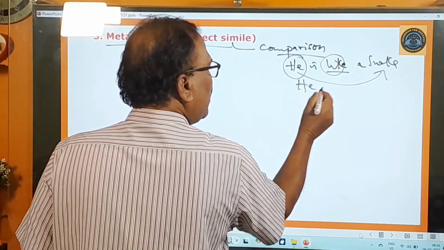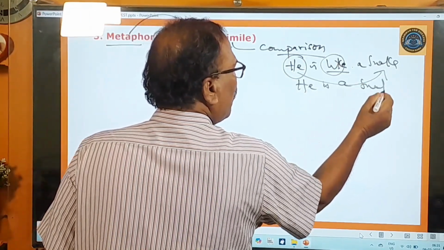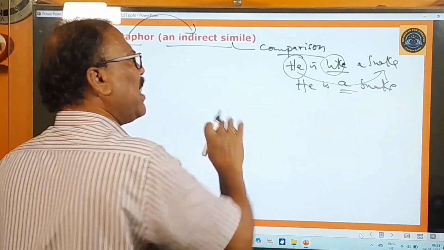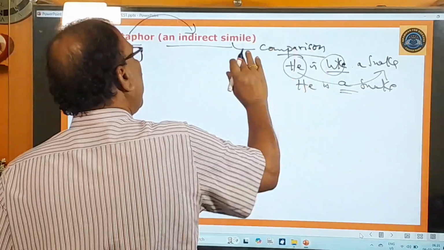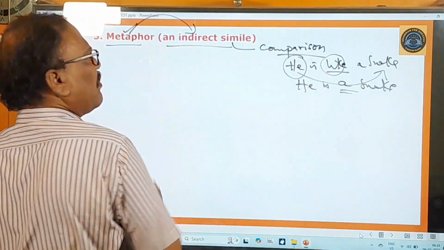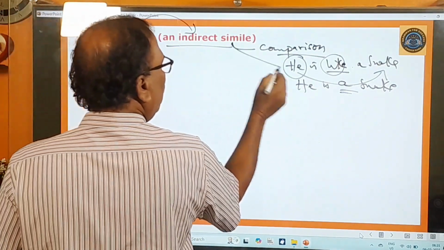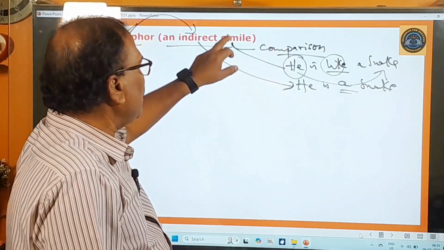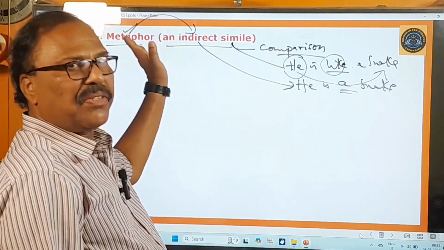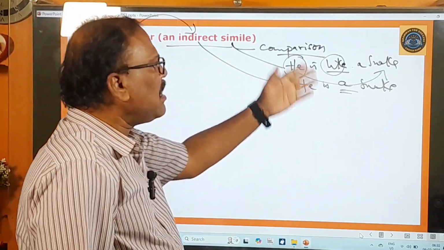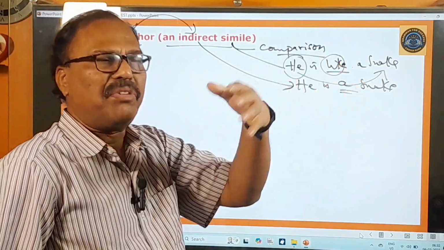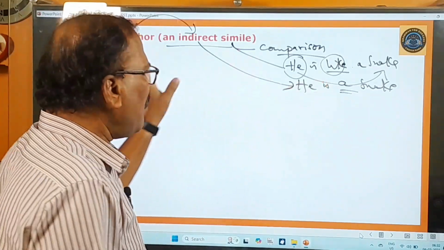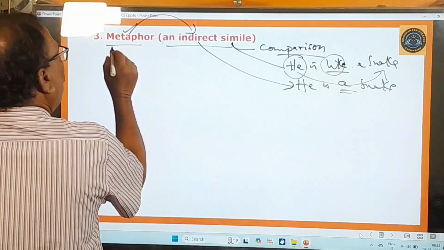But you can also say he is a snake. He is a snake means what? It's a direct comparison. This direct comparison is called a metaphor. So this is the direct simile and this is the indirect simile. Both of them are comparisons, but this is direct, this is indirect, and that's why I have written it so. And here he is a snake. The idea is that he is as venomous as a snake. So he's something like that. So this is therefore called a metaphor.